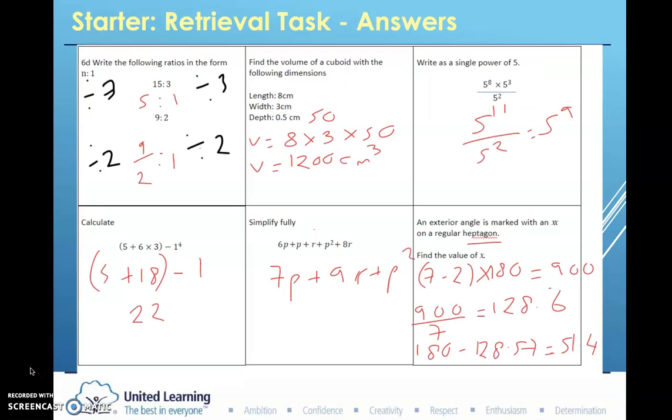Okay, so here are the answers. Make sure you're marking your work. See how you're getting on compared to the last lesson. See if you're getting better at the indices questions. See if you're getting better at the volume questions, or maybe it needs a little bit more work. Pause it for 2 minutes and read through the worked solutions.